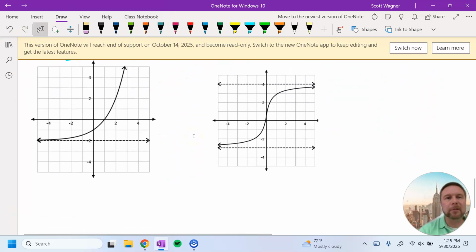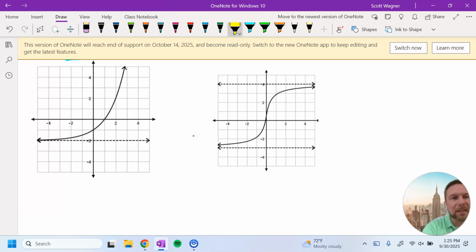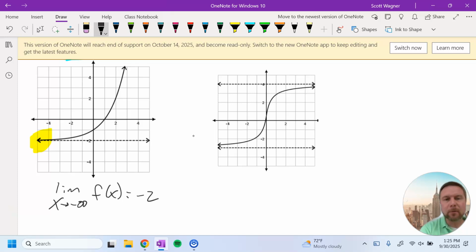Okay, well, let's try them just a little bit more challenging here. How about these two graphs? All right, the first one, if I look at this side of the graph in yellow right there, I could say the limit as x approaches negative infinity of the function, well, it's not going up and it's not going down. It flattens out to a horizontal asymptote, so it flattens out to negative 2. So sometimes it's not positive infinity, sometimes it's not negative infinity, sometimes it's actually some value if it flattens out to some type of asymptote.